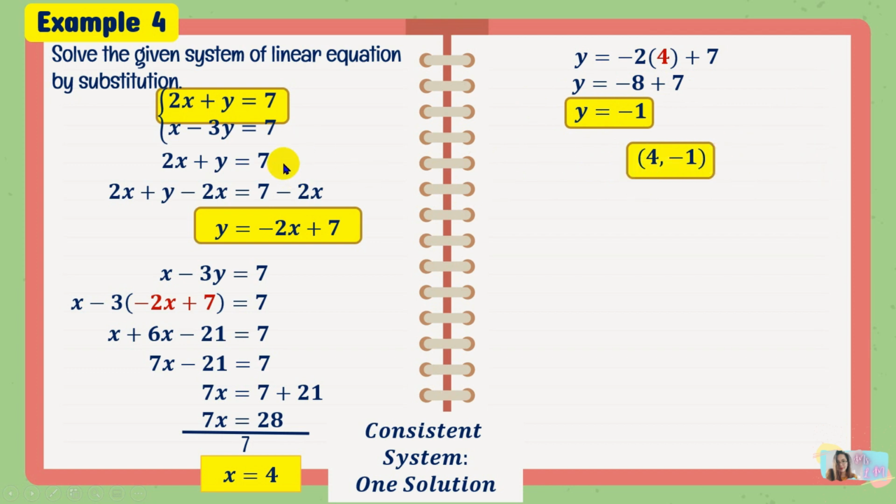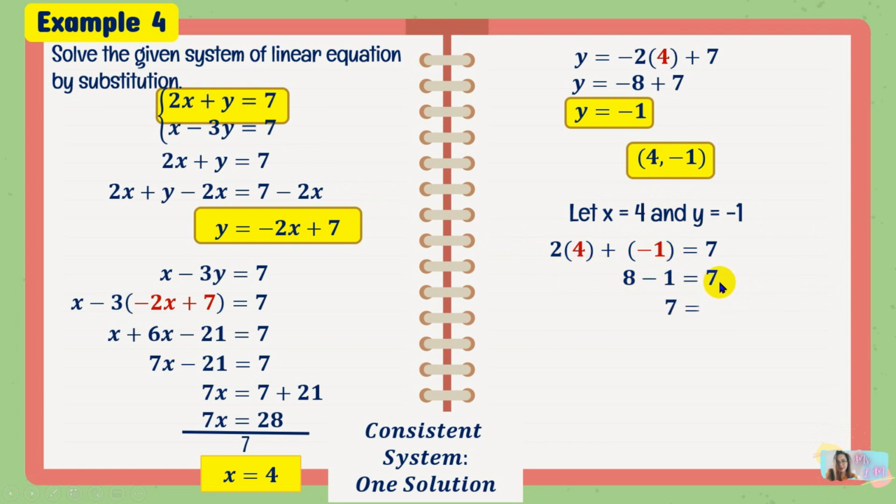And to check that, kunin natin yung ating original equation. Doon natin isa-substitute itong value ng x at value ng y. We have let x is equals to 4 and y is equals to negative 1. And from our first linear equation, 2x plus y, naging 2 times 4 plus negative 1. Magkakaroon tayo ng 8 minus 1, and 8 minus 1 is equals to 7. So, nasatisfy na niya yung first linear equation.